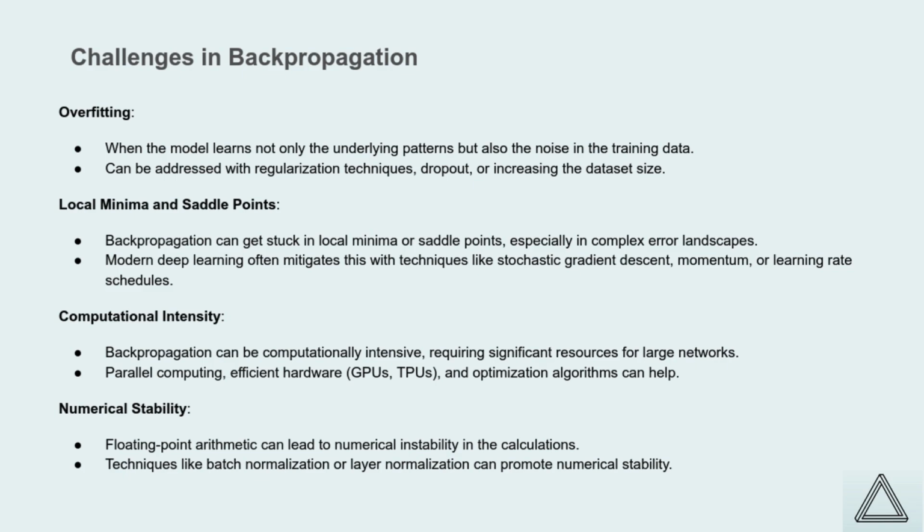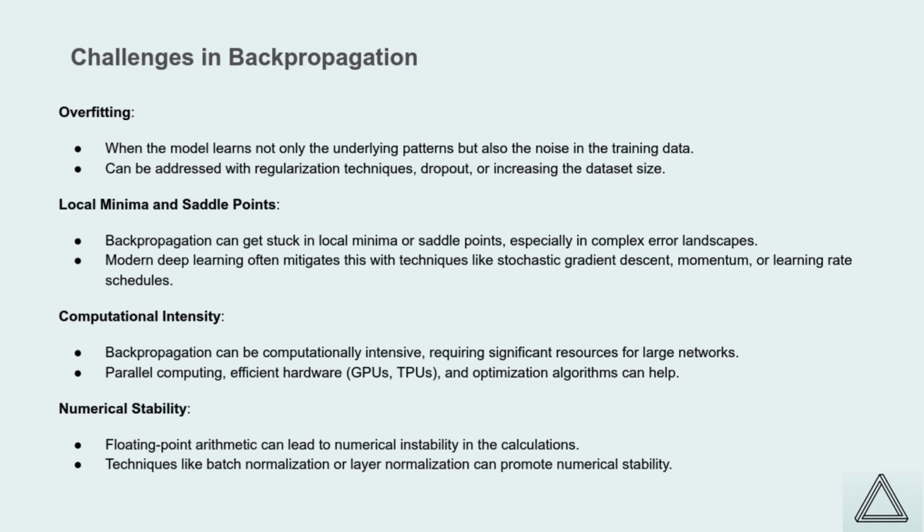Computational intensity. The backpropagation algorithm requires substantial computational resources, particularly for deep networks with large numbers of parameters. This computational demand can be addressed by using more efficient hardware like GPUs, graphics processing units, or TPUs, tensor processing units, and through the use of parallel computing techniques that distribute the computational load.